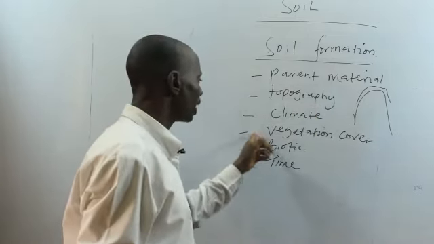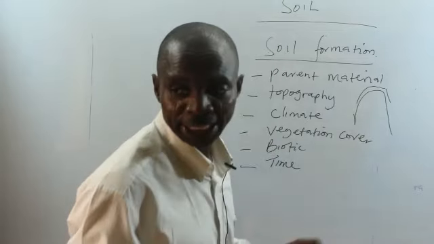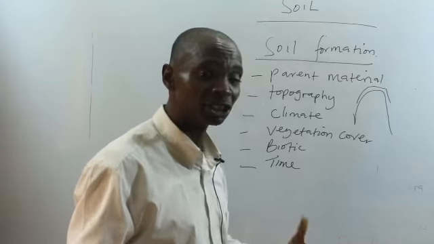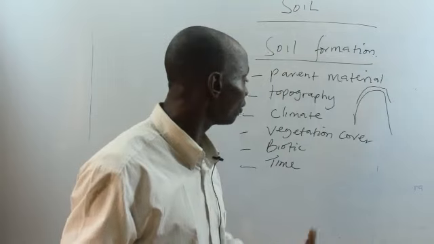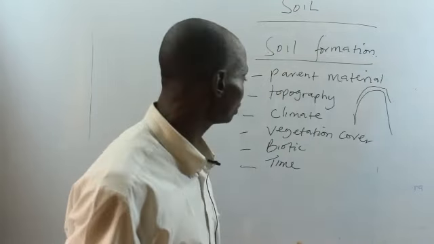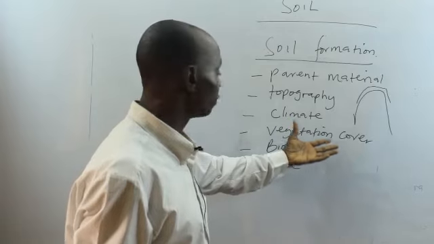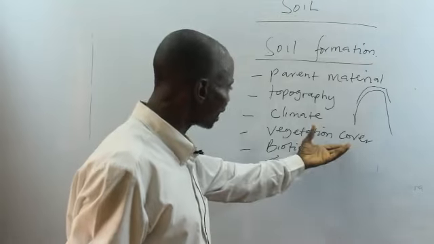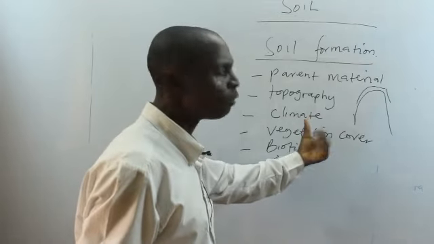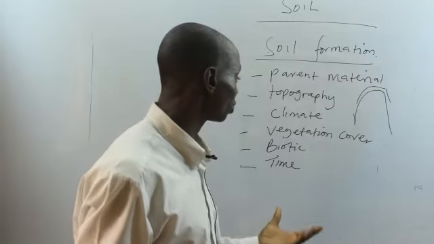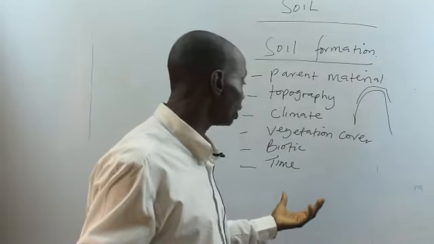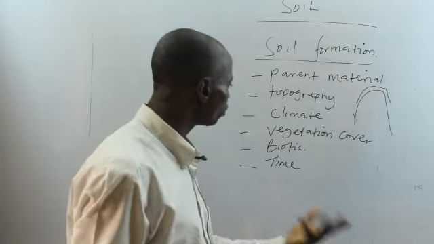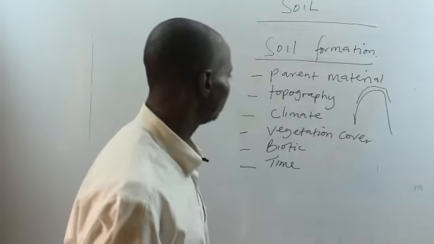Then another one is vegetation cover. In a forest environment, the soil in that environment is rich, is thick, and also fertile for agricultural purpose. Because of what? Because of the leaves of the vegetation that fall down, decay and decompose, attract a good formation of soil in that environment. But where we have a place that is devoid of vegetation, the soil formation in that environment may be very, very scanty.